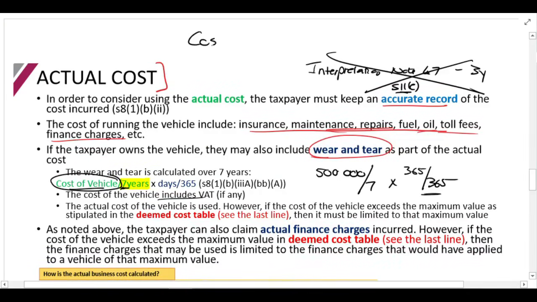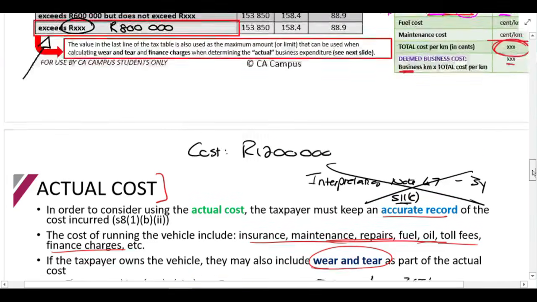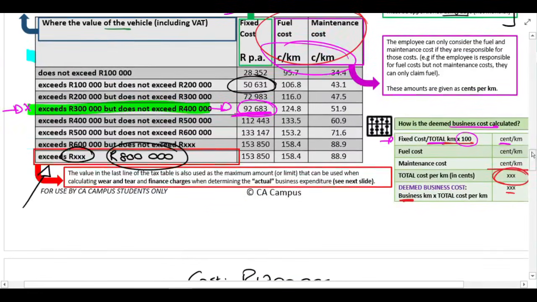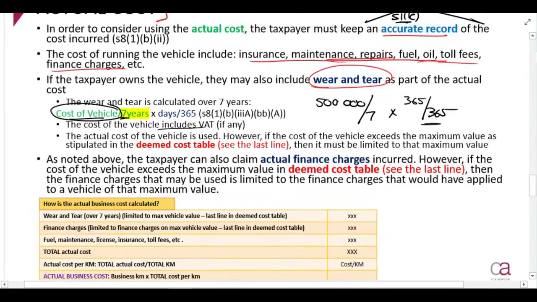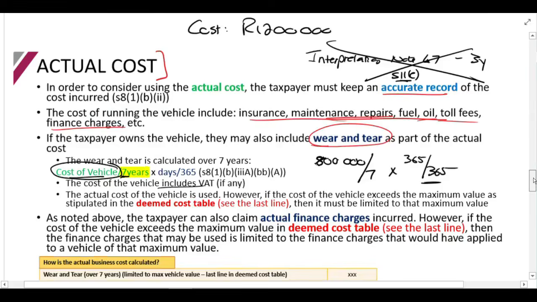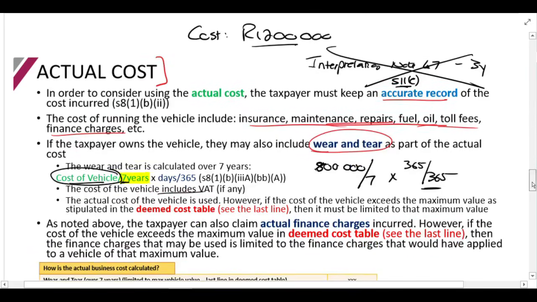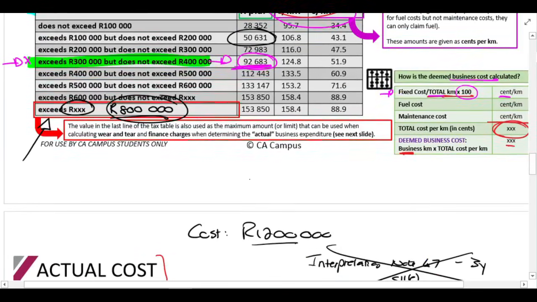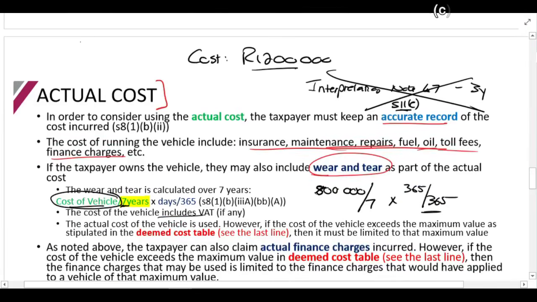However, let's say the vehicle had a cost of 1.2 million rands. You would go and look at what is the max here, 800,000. So you would then use 800,000 instead of the actual cost. Right. So the idea here is that you use the lower of actual cost or the last line in the deemed cost table.